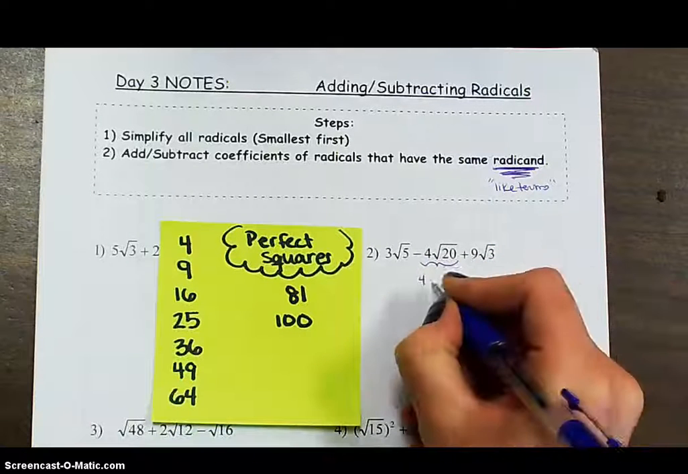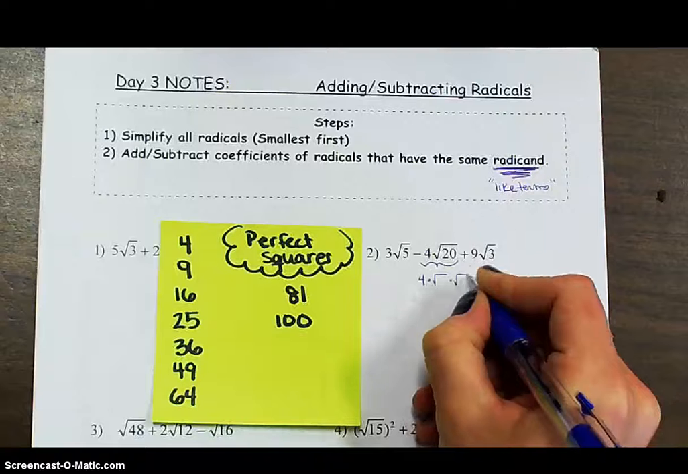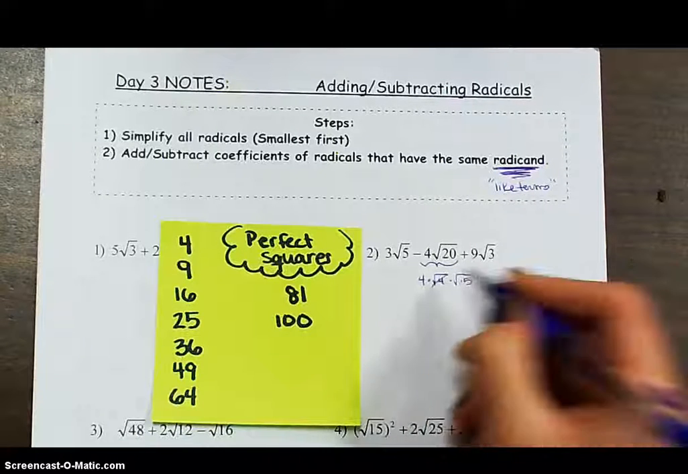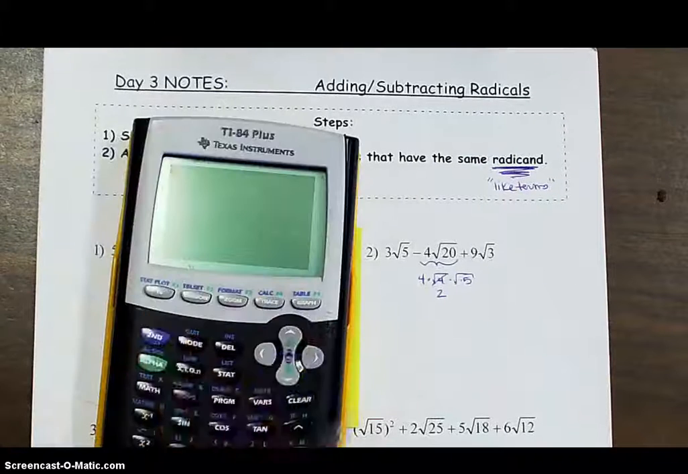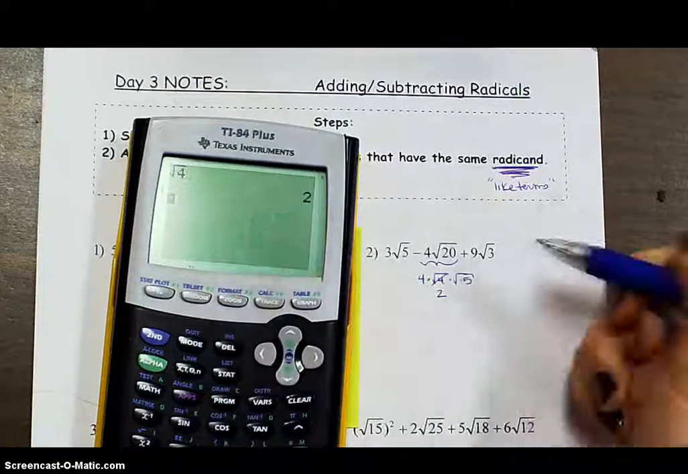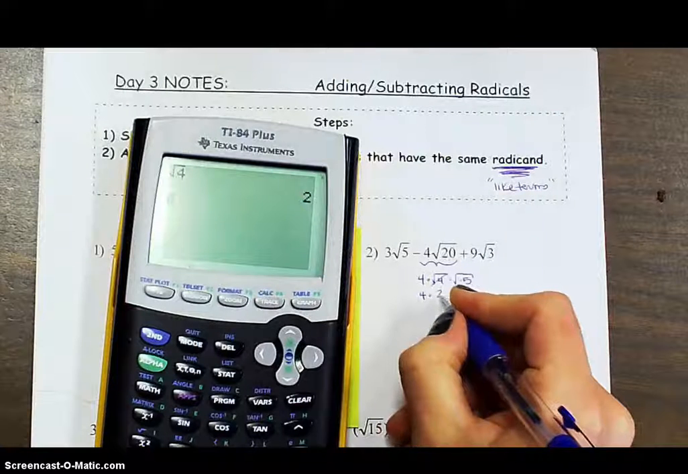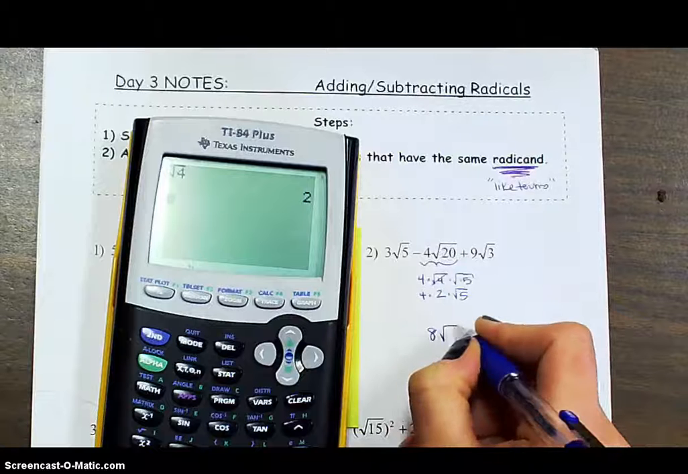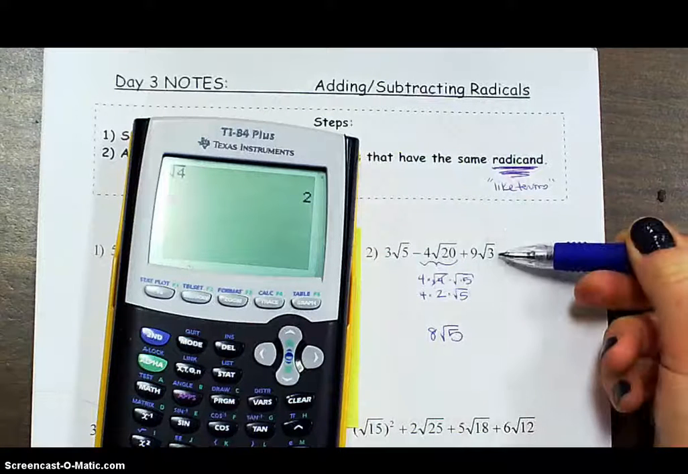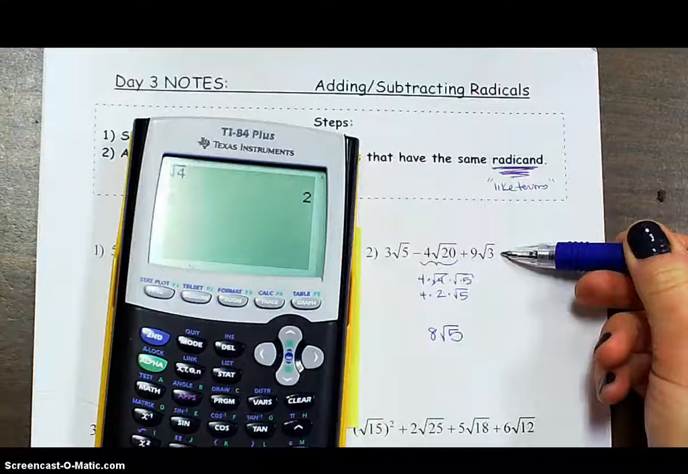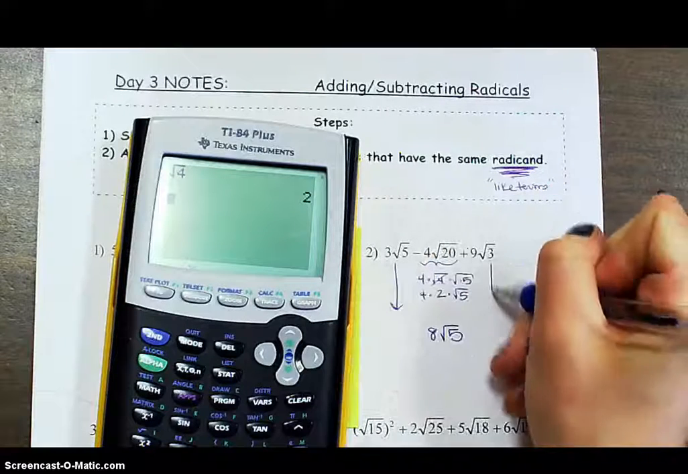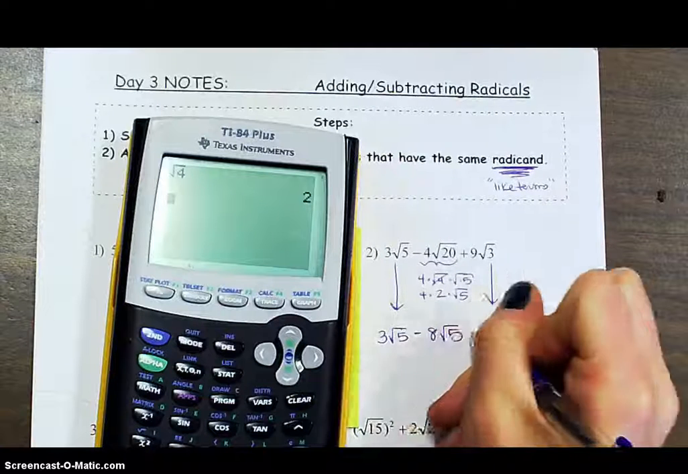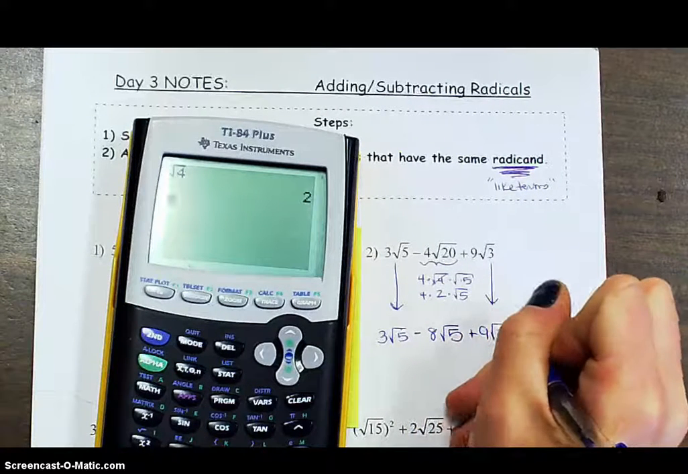So 4 stays 4, and then times radical 5. Now the square root of 4 is 2. If I do that in my calculator, the square root of 4 is 2, so the radical goes away. Now we have 4 times 2 times radical 5, so really this becomes 8 radical 5. Now can I simplify radical 3? No, so we can't simplify that. Now I'm going to bring these down and keep everything the same: 3 radical 5 minus 8 radical 5 plus 9 radical 3.